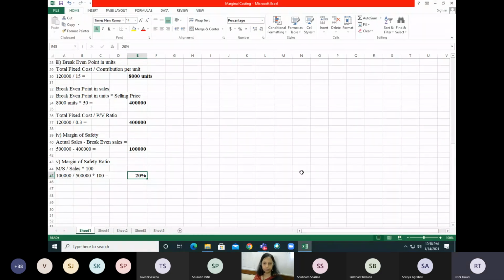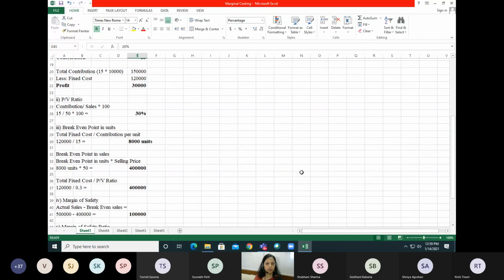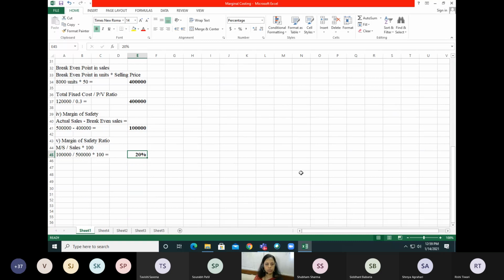Okay, ma'am, there is another formula, profit upon P by V ratio. Yes. So as you know, it is a mathematical relationship between variables. So you can calculate by various methods, like in mathematics. So you can use that formula and you will get the same answer. So profit of 30,000 divided by 0.3. So it may come in points, but roundly it is the same.